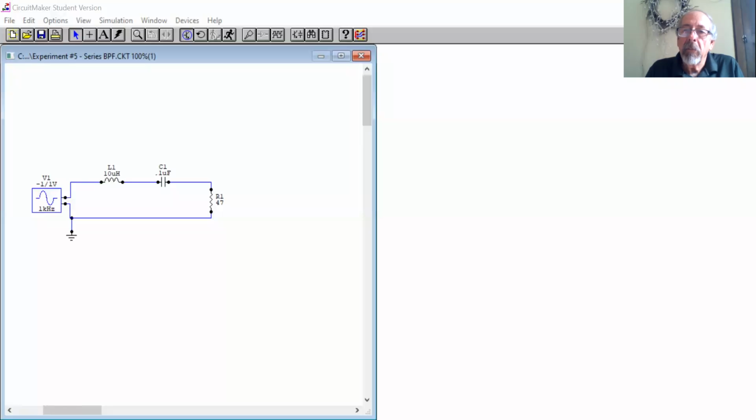And what you can see is a circuit over on the left-hand side. It's got a 10 microhenry inductor and a 0.1 microfarad capacitor, and it's got a load resistor R1 of 47 ohms. So let's just think for a second what's going to happen here.